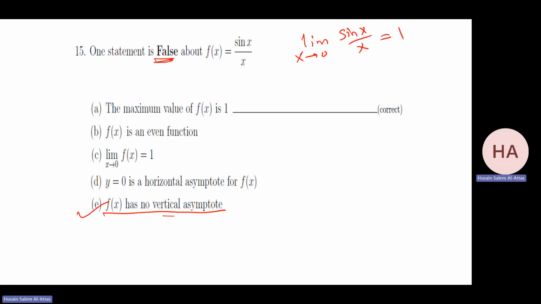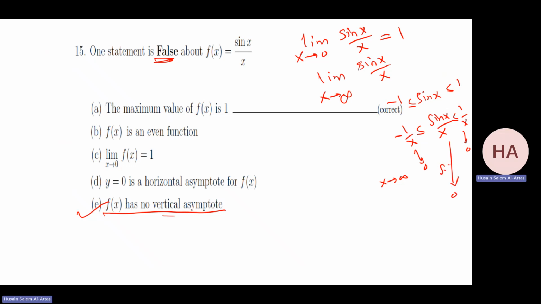This is true. y equals 0 is a horizontal asymptote. Yes, if we do the limit as x goes to plus or minus infinity, let me do plus infinity. I'm getting sine x over x, which I can do by the squeeze theorem. I know sine x is between minus 1 and 1, so sine x over x is between minus 1 over x and 1 over x. This goes to 0 as x goes to infinity, and this goes to 0. So for sure, this goes to 0 by the sandwich theorem or squeeze theorem. So y equals 0 is a horizontal asymptote.